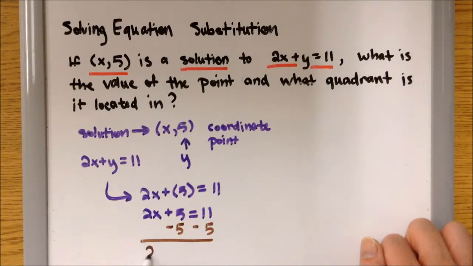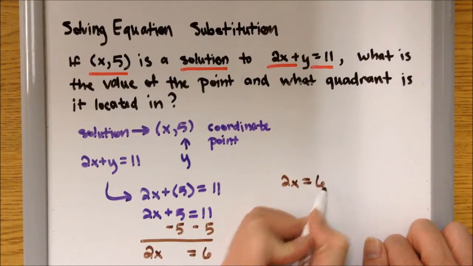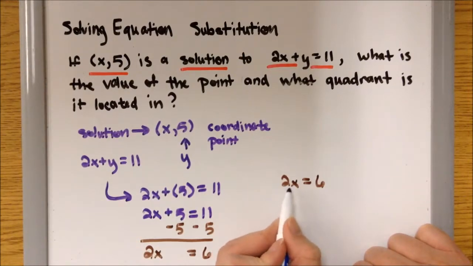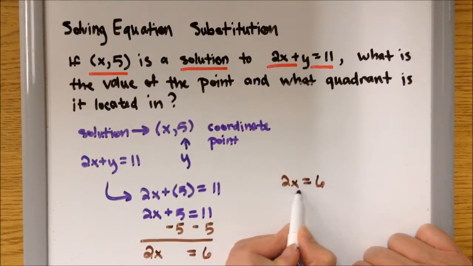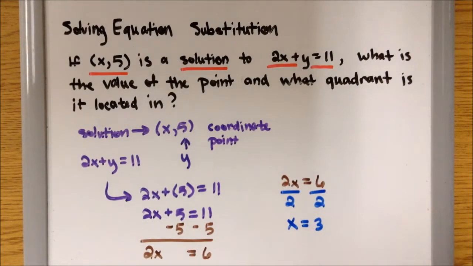So we have 2x equals 11 minus 5, which is 6. So 2x = 6. Then, if I want to solve for x, I have to get it by itself, and since the 2 is multiplying, the opposite is to divide. I'm going to divide by 2. So 2 divided by 2 is 1, leaving x, and 6 divided by 2 is 3. So x = 3. What does that mean?